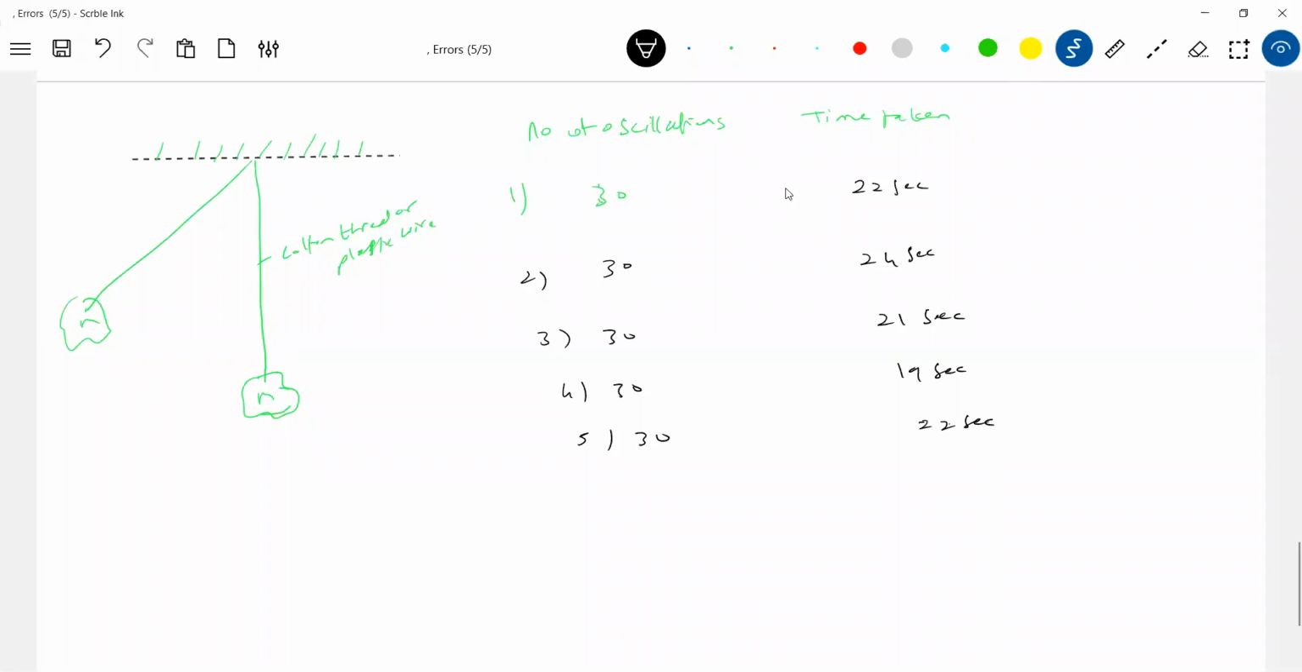It's not that I'm changing the number of oscillations. What do you mean by number of oscillations? What is one oscillation? To and fro, one to and fro motion. Like that, 30 times. How much time does it take? I'm just giving a rough idea. You do it, you'll get different answers. The reason for that, we don't know. These are the observations: first observation, second, third, fourth, fifth. Why are they different? We don't know.